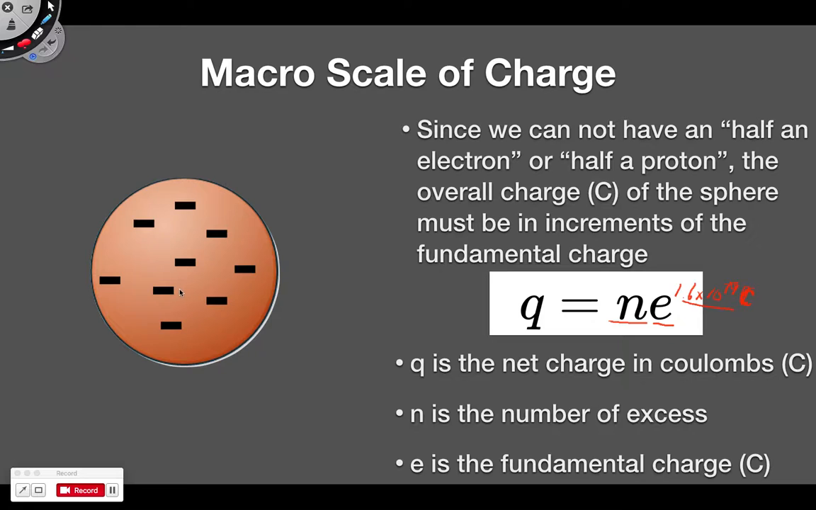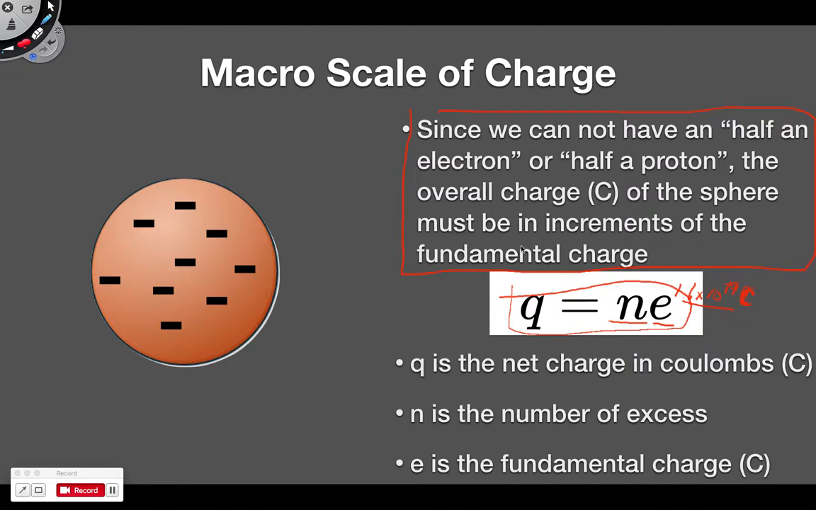There's nothing between those two charges, in the same way that I can't have 0.8 times 10 to the negative 19th coulombs, because it has to be in increments, multiplications of the fundamental charge. Keep in mind, for the AP exam, this is their favorite thing to do when testing this. They don't want you to use this equation and calculate how many electrons are missing. Maybe they would one day, I don't know.